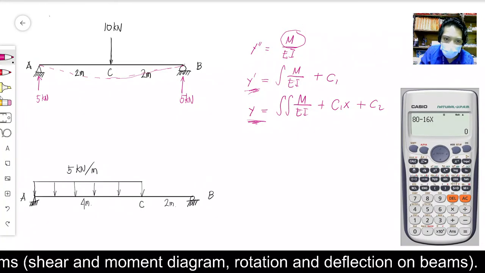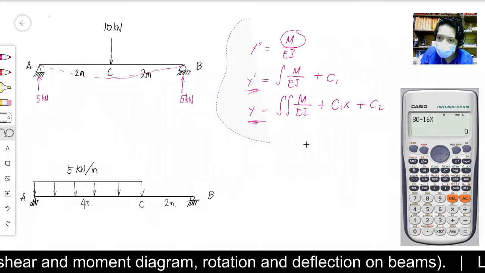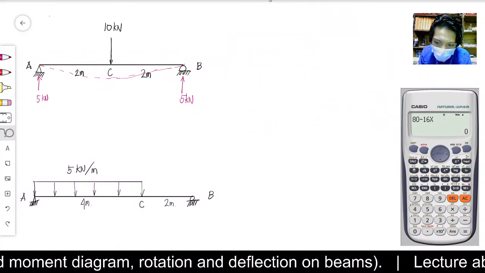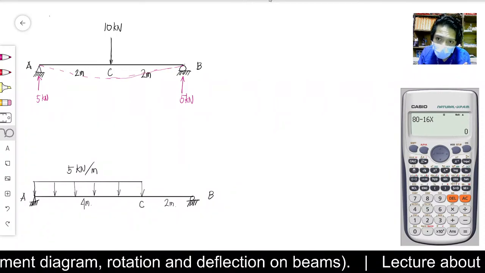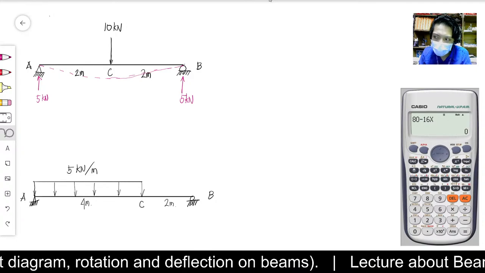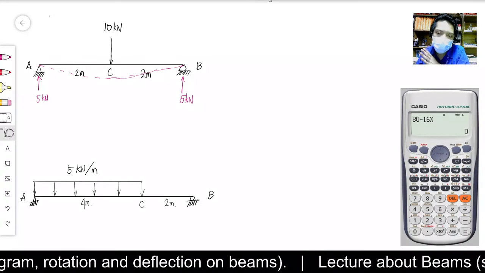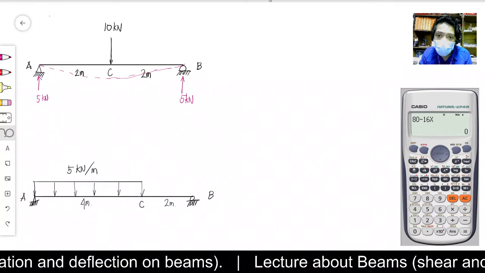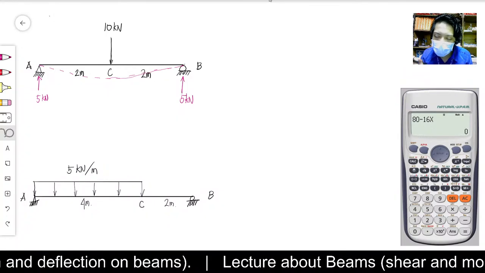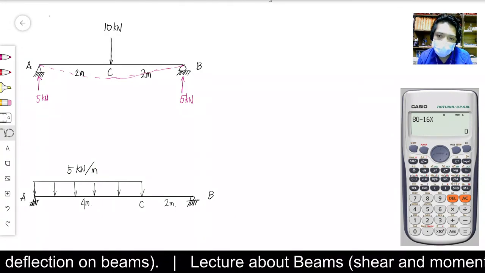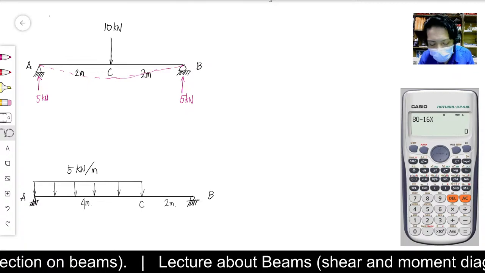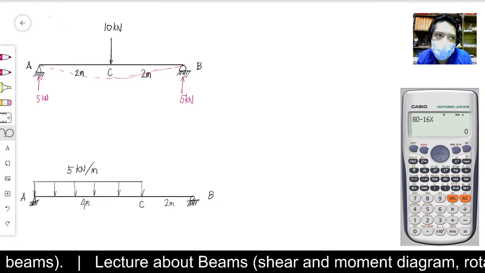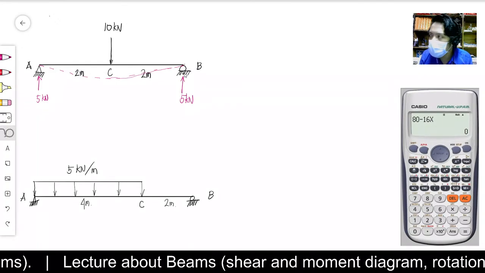So how do we find the moment equation for the whole beam? Previously, we found the moment equation by segment: segment AC, then segment CB, and so on. Now we need the moment equation for the whole beam. To do that, start at the last segment. How many segments are there? There are two segments, AC and CB. You pass the cutting plane in the last segment, which is CB.